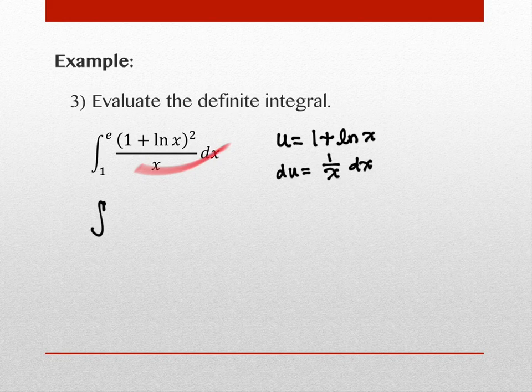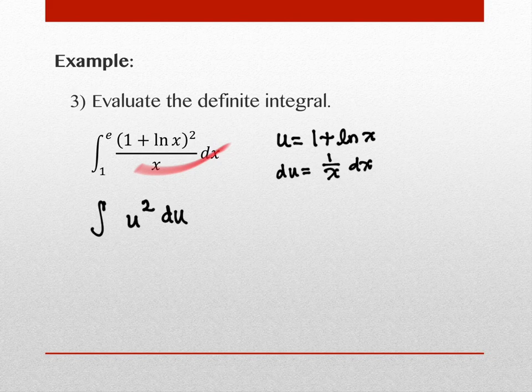I'm going to leave the limits of integration off for the moment. I've got my du at the end. The 1 plus natural log of x will get replaced by u, and it will still be squared. The reason I'm leaving off the 1 and the e is because I no longer have the variable x, and the 1 and the e apply to the variable x, and I've changed it to the variable u. Once we put the u's back in as x's, we'll put the numbers back in, okay?